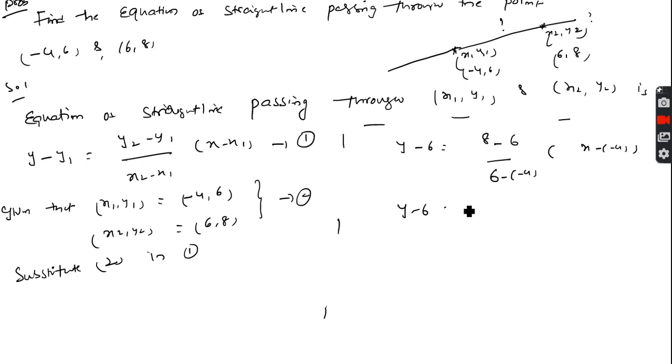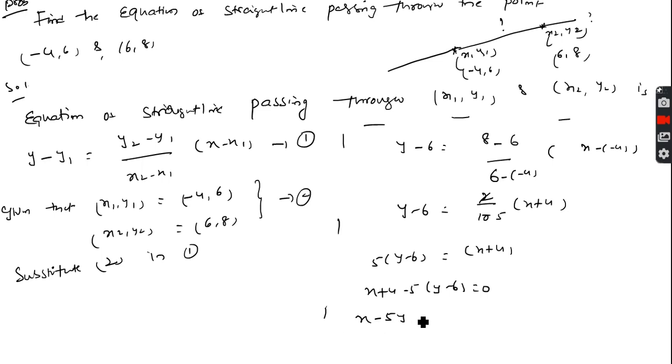So therefore it is y minus 6 equal to 2 by 10 into x plus 4. 2 ones are 2, 2 fives are 10. So therefore it is 5 into (y minus 6) equal to x plus 4. So therefore x plus 4 minus 5 into (y minus 6) equal to 0. So from that x minus 5y plus 30 plus 4 equal to 0. So therefore x minus 5y plus 34 equal to 0. So this is the required straight line. What is the required straight line? The required straight line is x minus 5y plus 34 equal to 0.